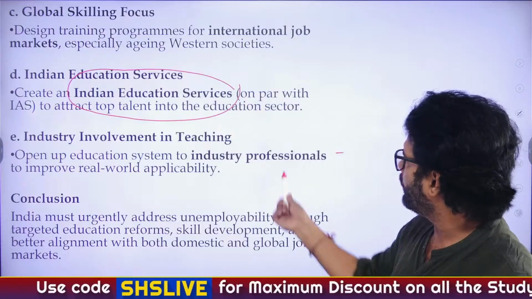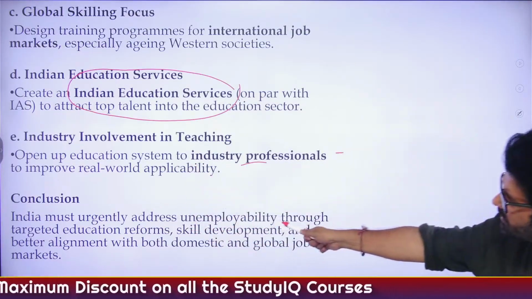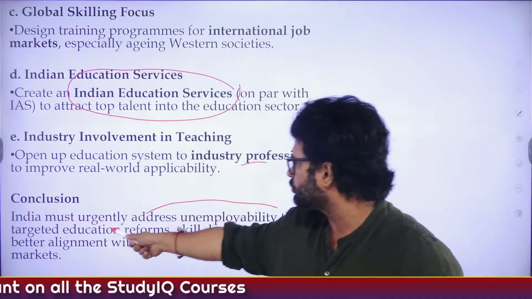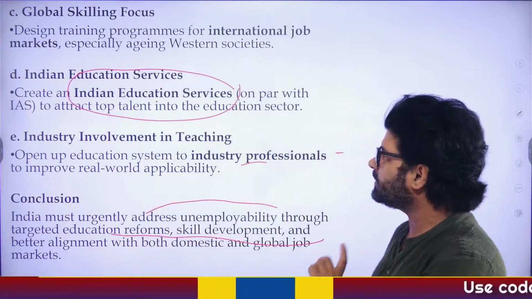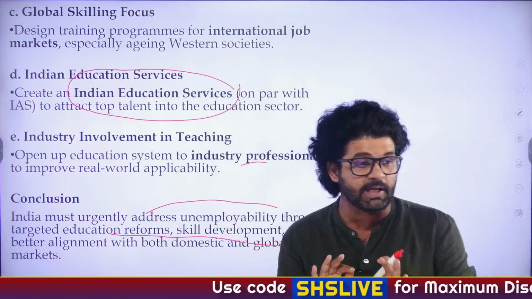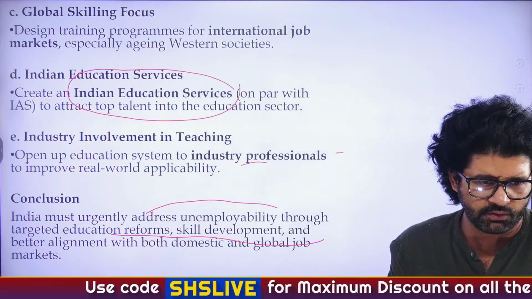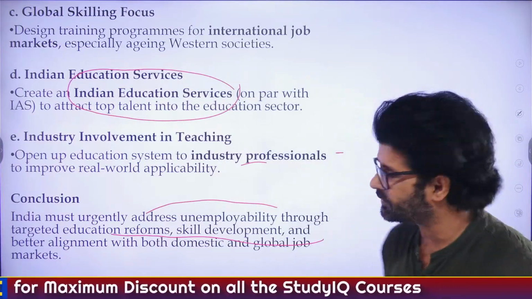Again, open up the education system to industry professionals. And you can see here, India must urgently address this unemployability issue through targeted education reform, skill development and better alignment. At the same time, the most important keyword in this particular opinion is Indian Education Service. Keep it in mind. Reskilling revolution, very good. Excel is very helpful. We all should know it. Very good, Bishwas.